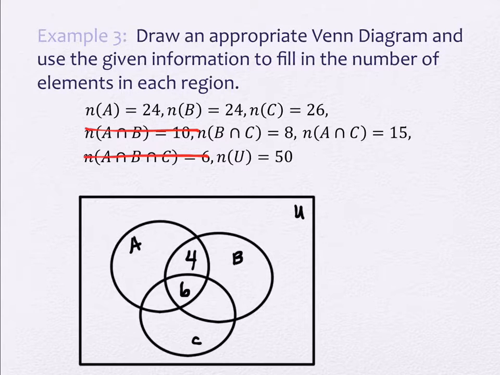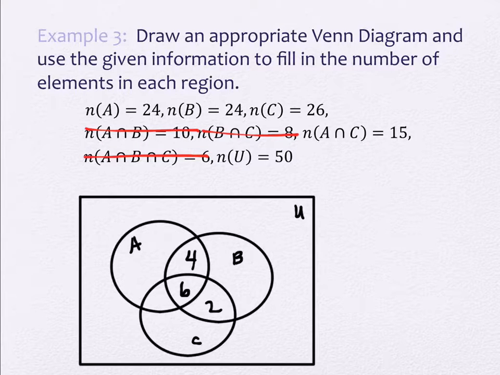So we're going to continue along this line of text. This now says B intersect C is 8. Well, here's B, here's C, and they intersect right here. It's supposed to add up to 8. Well, there's already 6 in there, which means how many do I have left? 2. So I'll have 2 in the outer region of BC right there. And I'll mark off B intersect C.